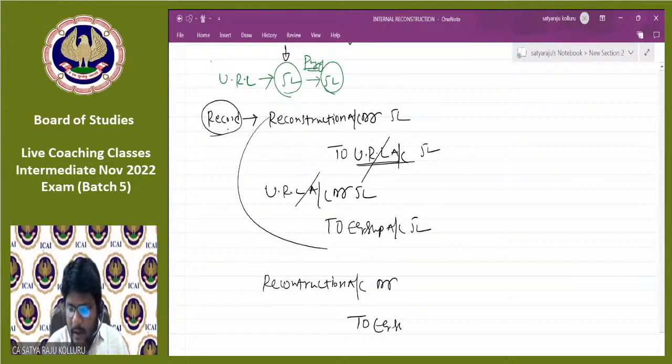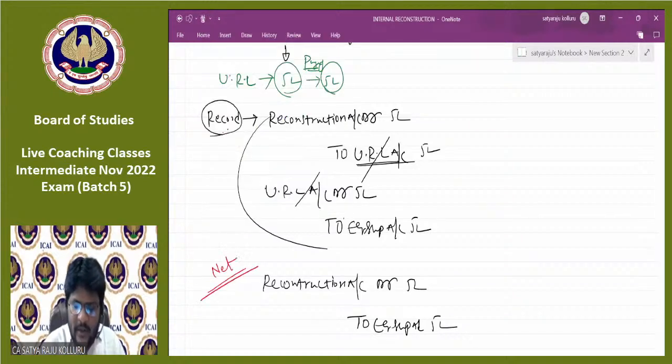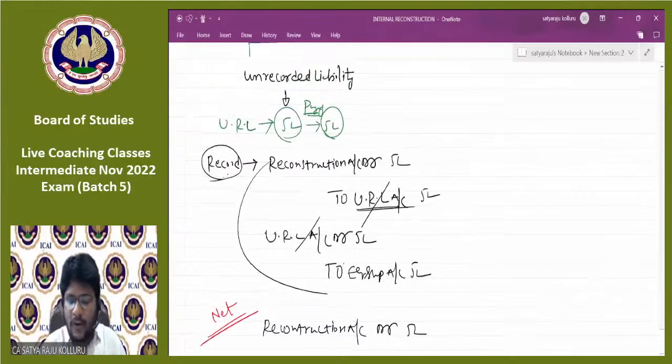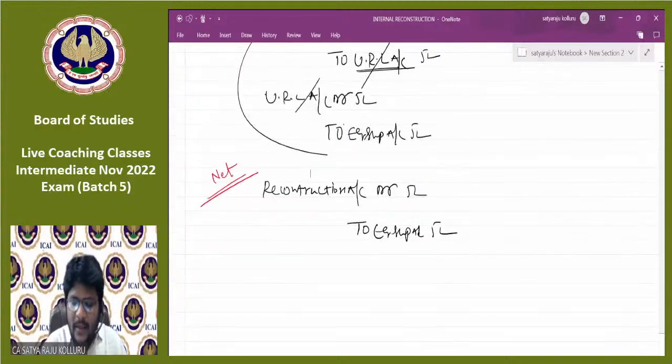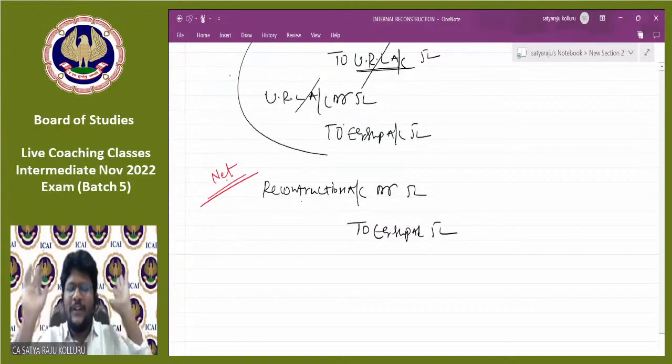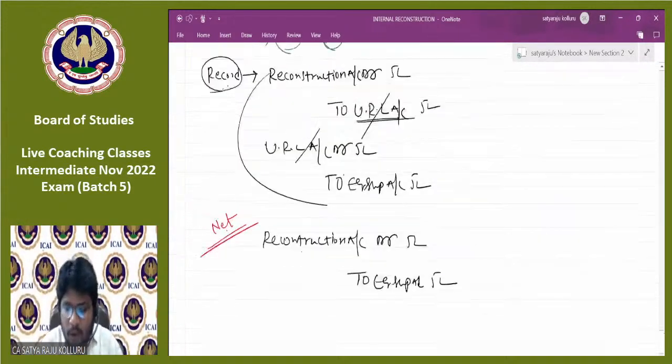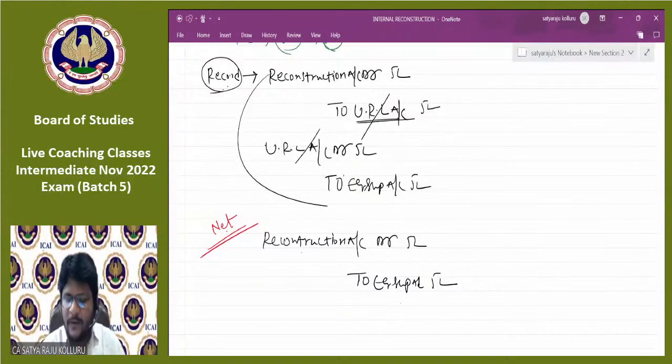Equity share capital account, that is 5 lakhs. Sir, that means no need to record and no need to discharge. You can pass a net entry, which is reconstruction account Dr. to equity share capital. Whenever you are discharging an unrecorded liability, the net entry is reconstruction account Dr. to equity share capital account. Do you agree? No need to record and discharge. You can directly pass this entry.